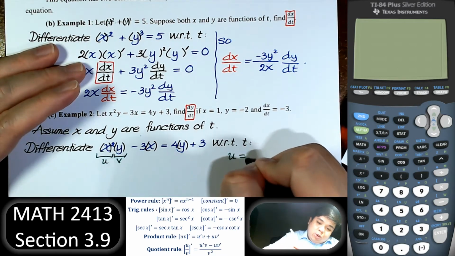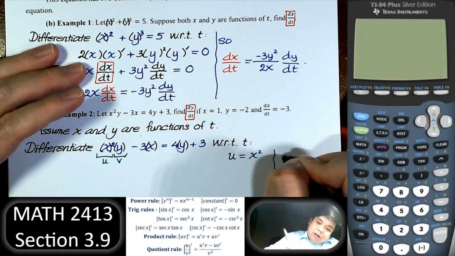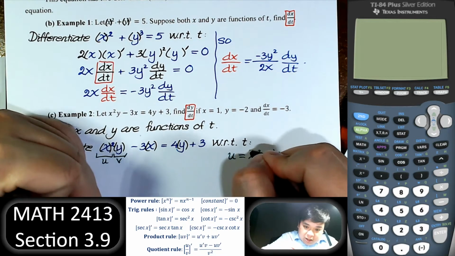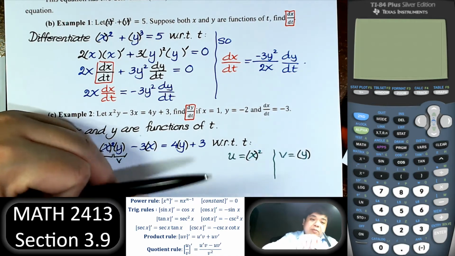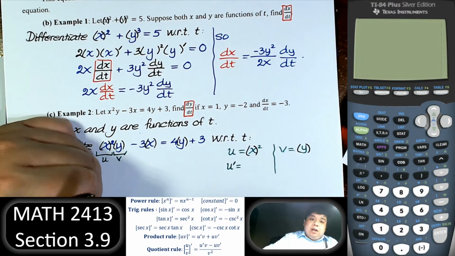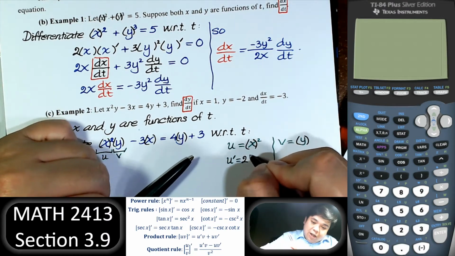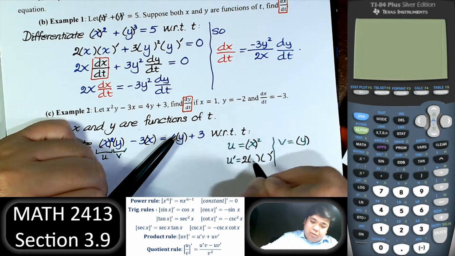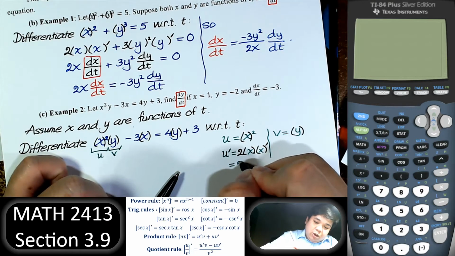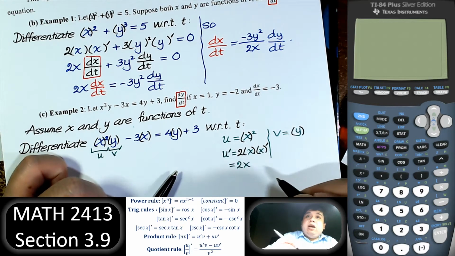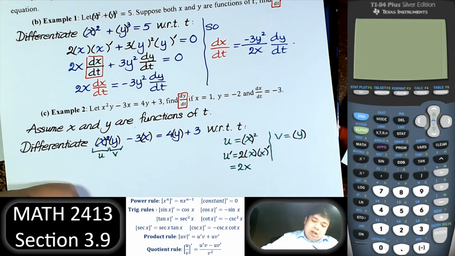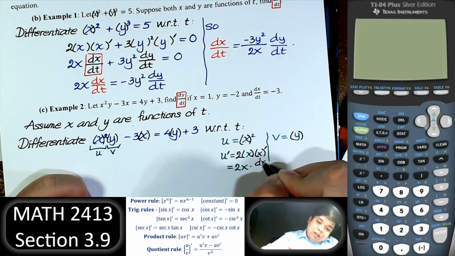So u equal to x squared and v equal to y. I can put the parentheses around that because they are a function of t, right? So we check the derivative. It's going to be 2 times that parentheses prime. Inside the parentheses is x. So that gives us 2x. And x prime here is a function of t, right? Because we differentiate with respect to t. So in that case we have dx over dt.